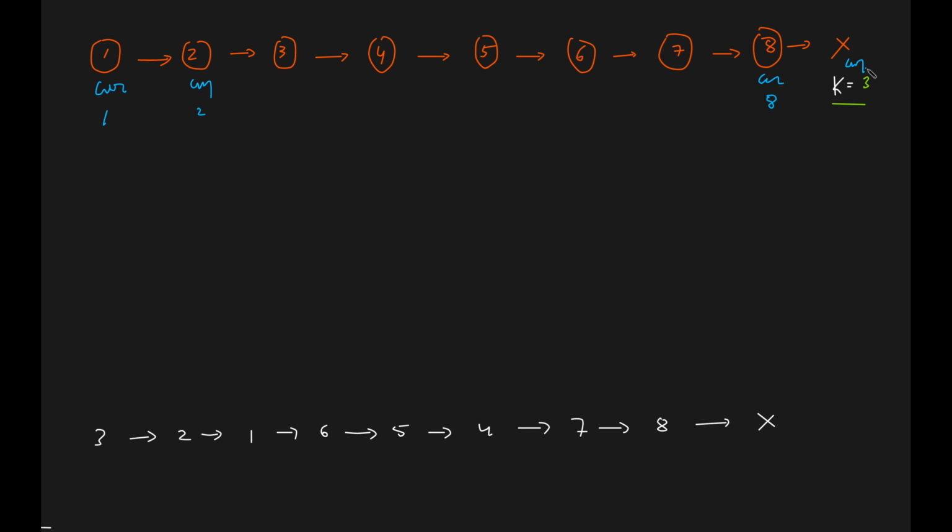So at first you need to compute the length of the linked list. The length of the linked list is 8. So what I know is I will be having 8 by 3, that is 2 groups of size 3. So at first let's do it for the first group of size 3. Initially what you do is you create a dummy node and assign pre to that dummy node, and assign the next of the dummy node to 1 as of now.